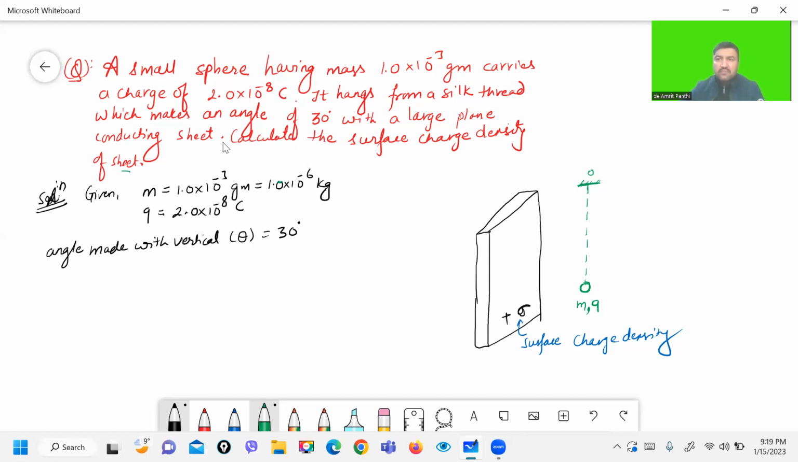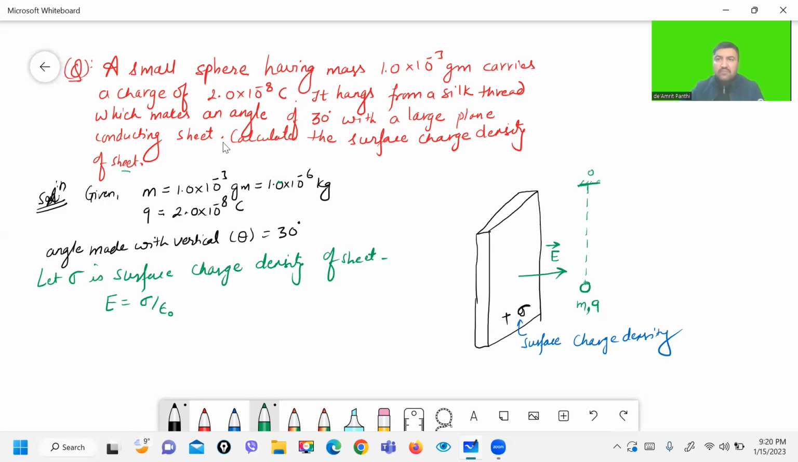So let sigma be the surface charge density of the conducting sheet. We know that the electric field due to this plane conducting sheet is E equals sigma by epsilon naught. If we suppose the sheet is positively charged, then the electric field is directed normally outward from the sheet.